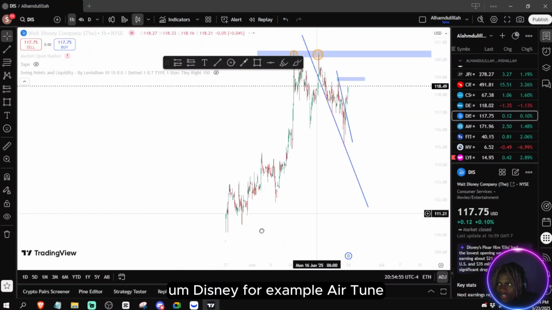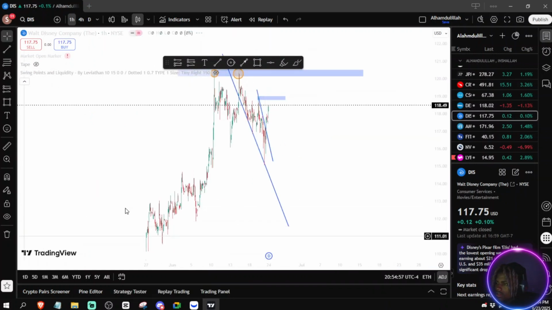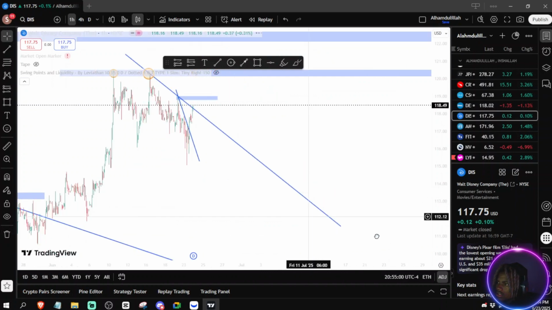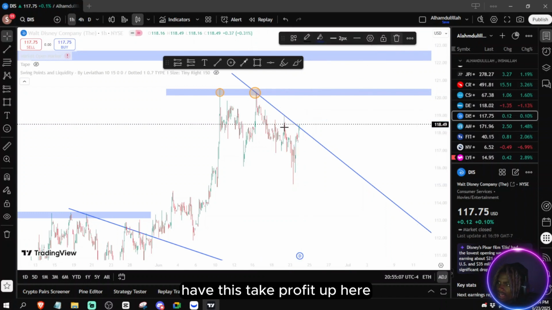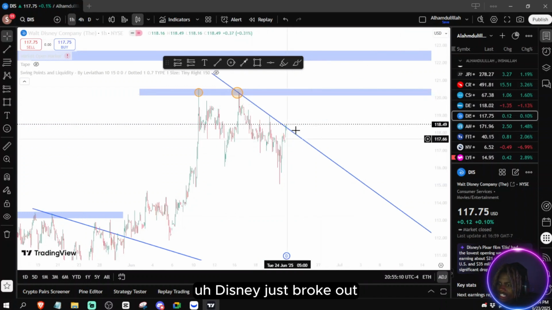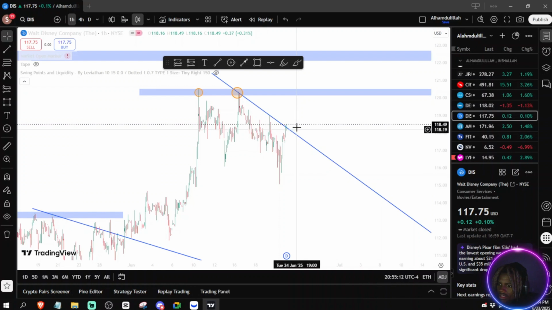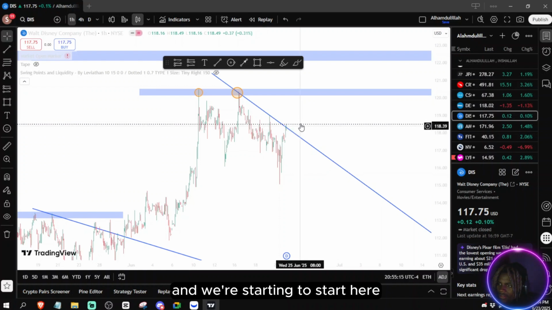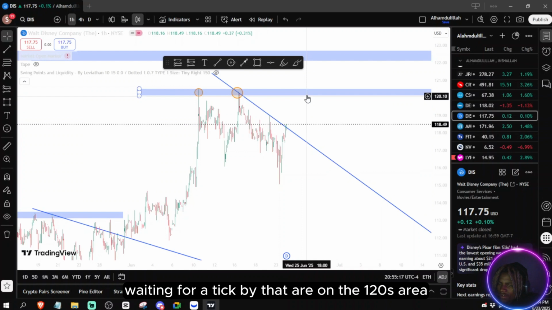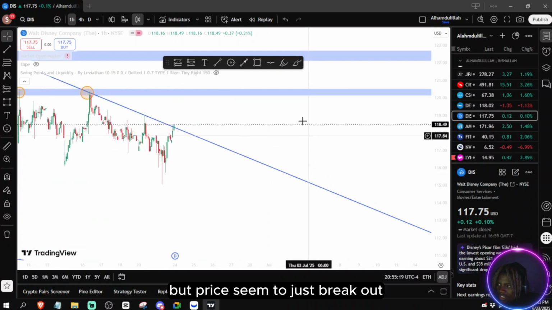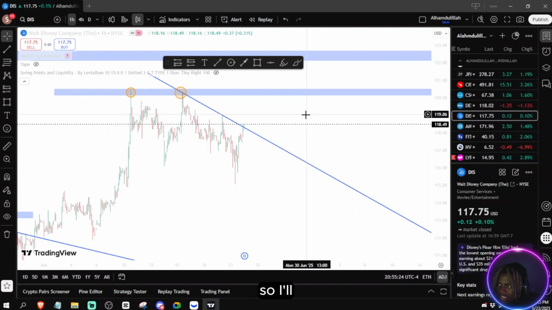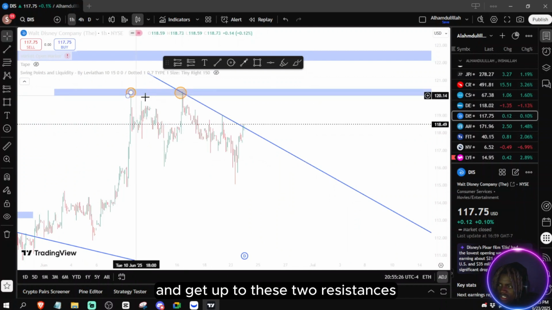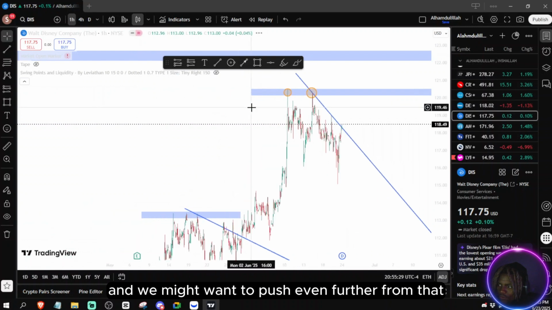Disney, for example, here too. Disney. Have this take profit up here. Disney just broke out. And we're starting to here, waiting for take profit around the 120s area, but price seemed to just break out. So we'll see what this looks like here. And then inshallah, we'll wait for price to just go ahead and get up to these 2 resistances right here. And we might want to push even further from that.